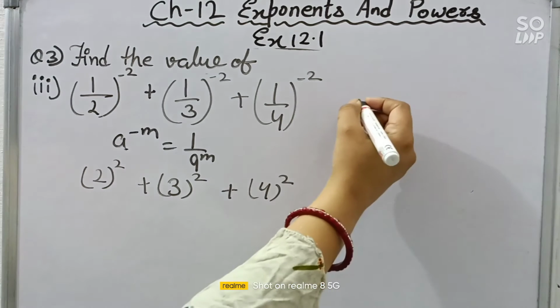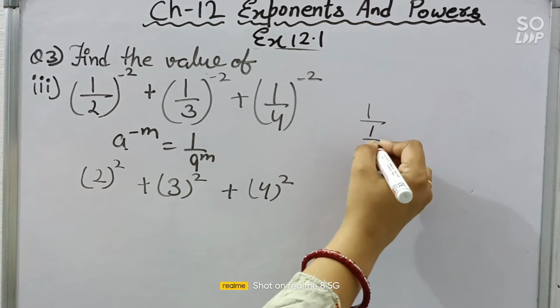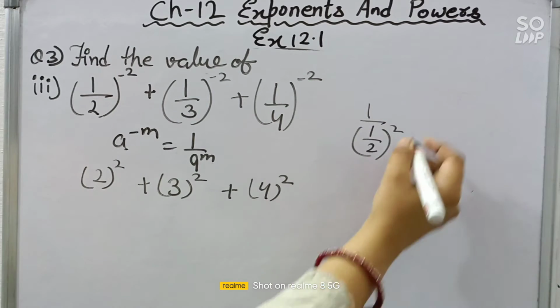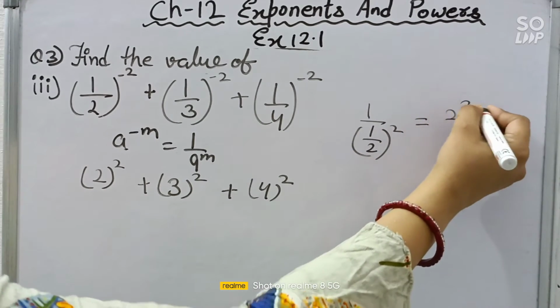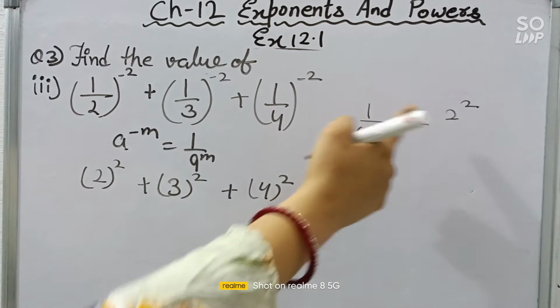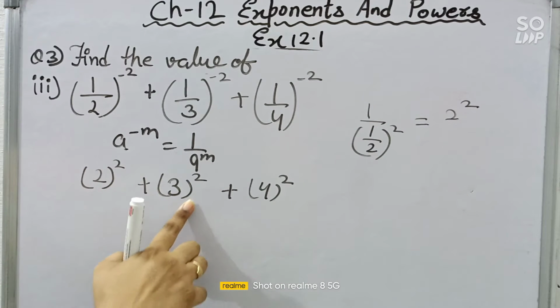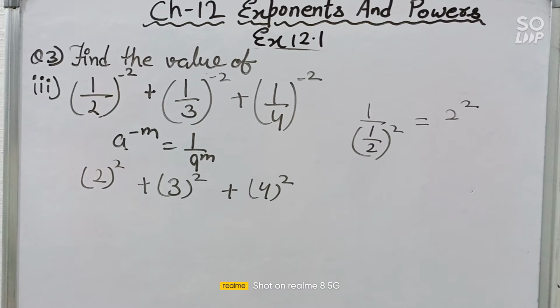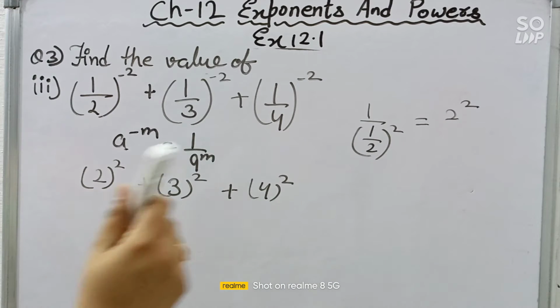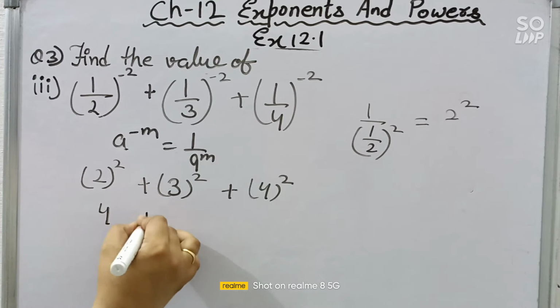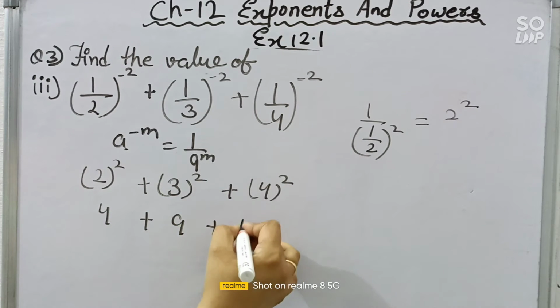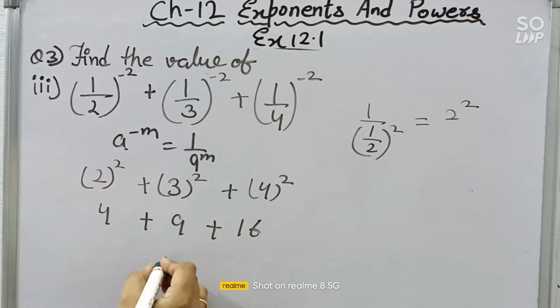You can check, if we write 1 upon 2 to the power minus 2, when we solve it, it will become 2 raised to the power 2. So by this, I have written 2 raised to the power 2 plus 3 raised to the power 2 plus 4 raised to the power 2. Now we have to find out the square of 2, 3 and 4. So square of 2 is 4, square of 3 is 9 and square of 4 is 16. Now simply add them and you will get the answer. So this 29 is your answer for this. So this is how you have to find the value of given expressions. Right?